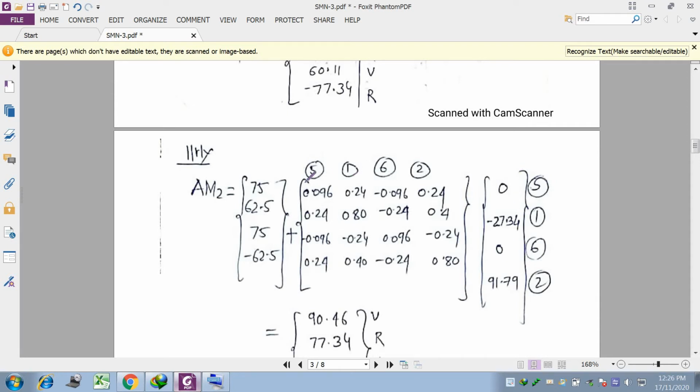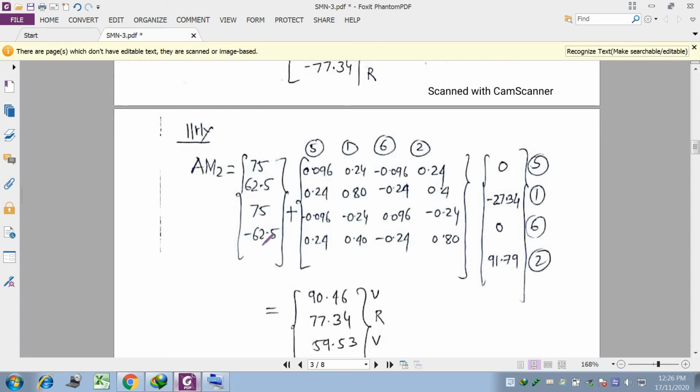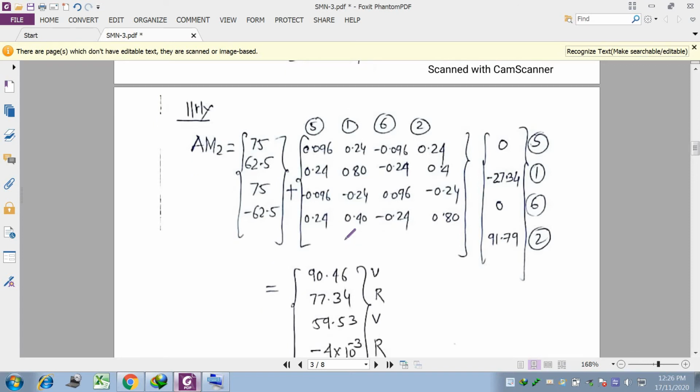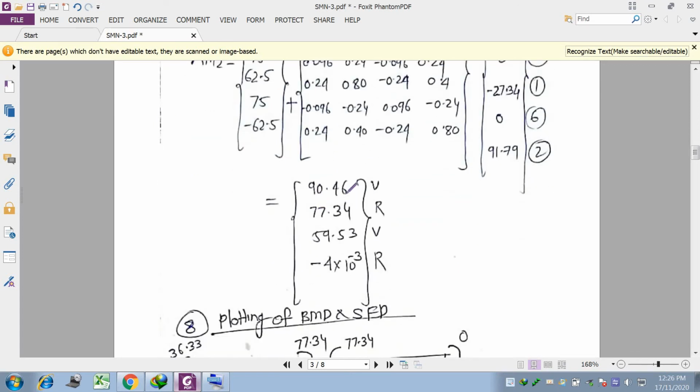So we have to use the coordinate, or the symbol, of SM2. The coordinate for SM2 was 5162. So similarly we have to use the same coordinate in DF2, that is equal to 5162. Okay, now solve this matrix in your calculator and you will get the answer as 90.46, 77.34, 59.53 and minus 4 into 10 to the power minus 3.